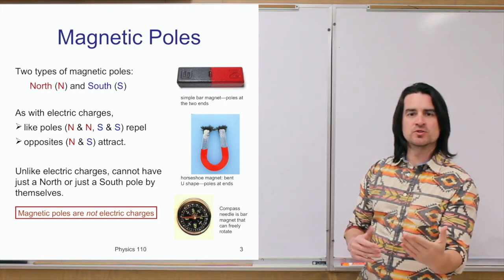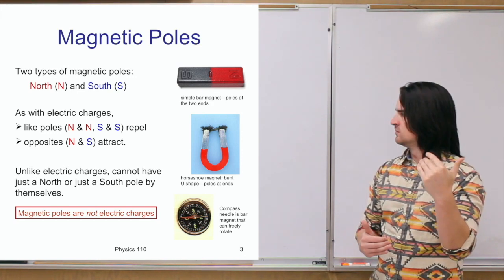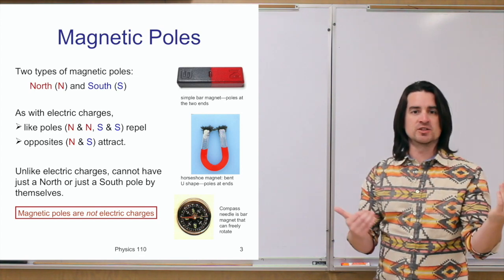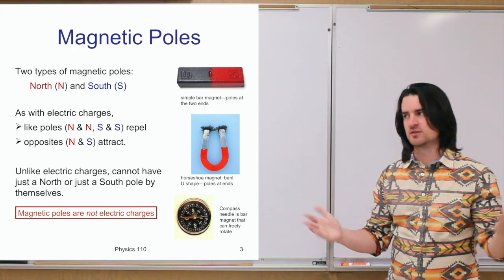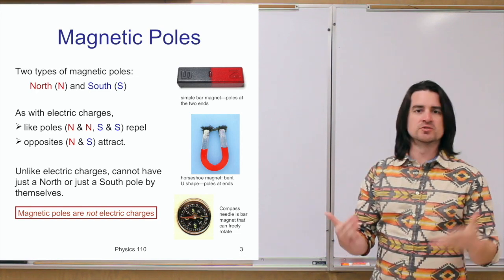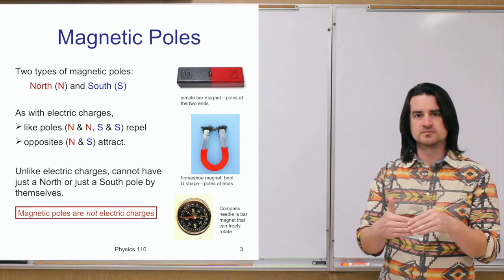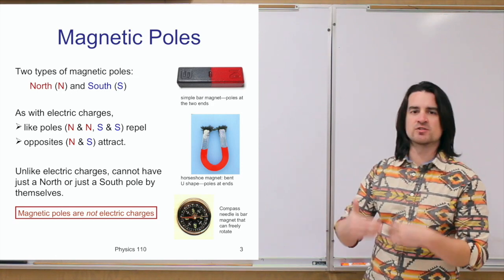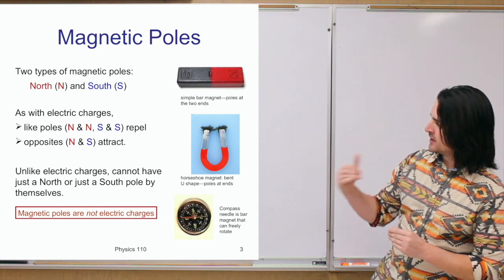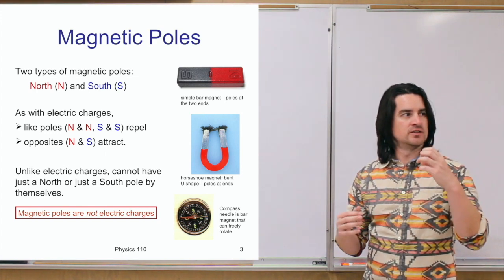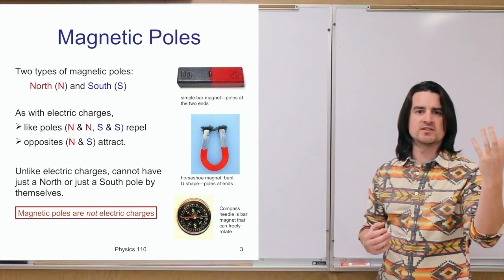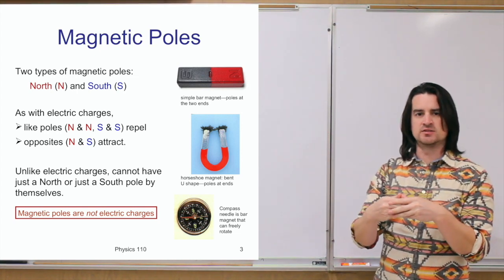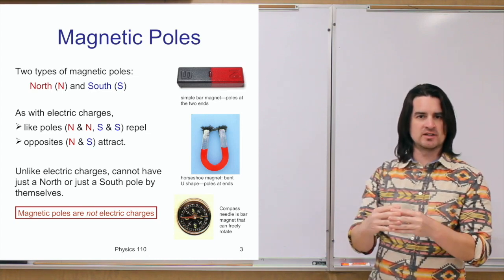It's similar to electric charges in that like poles, a north pole and a north pole, will repel each other. A south pole and a south pole will repel each other. And opposite poles, the north and the south pole, will attract each other. So they're similar to electric charges in that way, where likes repel each other and opposites attract each other. Unlike electric charges, though, you never have a single north pole just by itself, or a single south pole just by itself. They always come as a package deal. Whatever object you have that is creating a magnetic field has both.